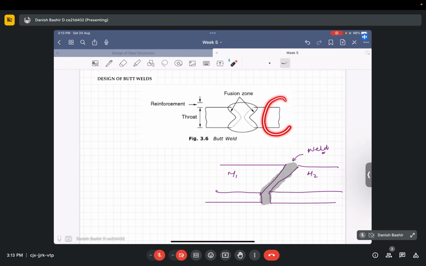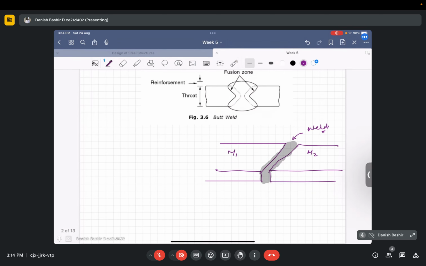Regarding the same, we have one member here, one member here, and they are being joined by this weld, and the weld has been poured here with complete penetration. This is what we call the fusion zone, because this zone fuses the two members, member 1 and member 2, together. So we call this a fusion zone. There are some technical terms that we need to discuss.